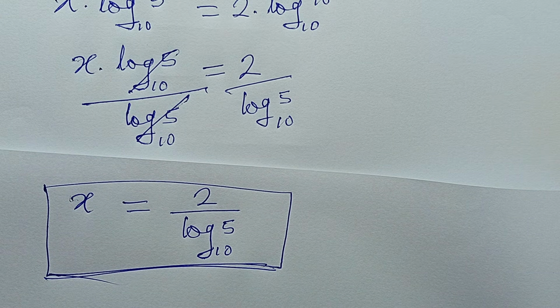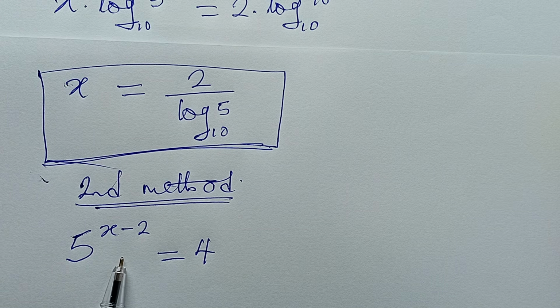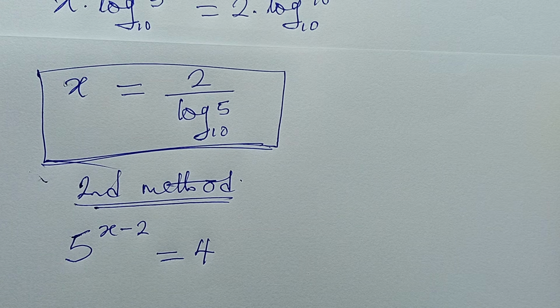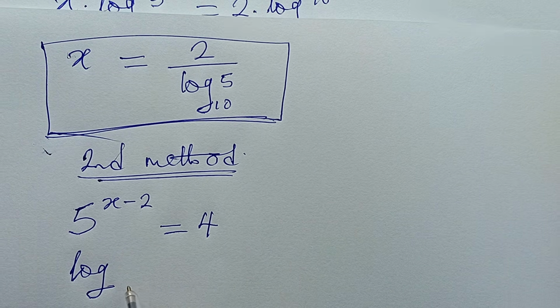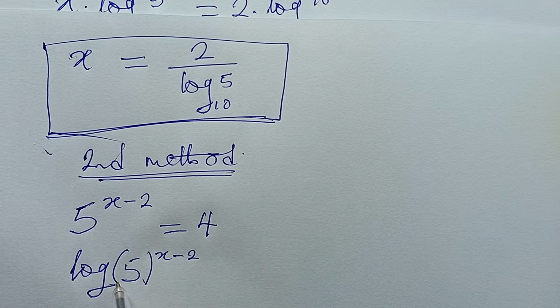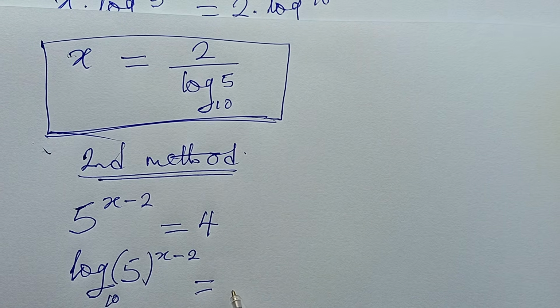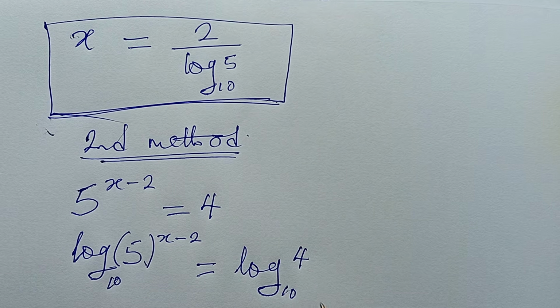But here we're going to look at the second method, which I said is better and is faster. In this method, we don't have to rewrite the left-hand side of the equation. We just have to log both sides of the equation since the bases cannot be made to be the same. And so if we take log to base 10, this is going to give us the log of 5 to the power of x minus 2, base 10. This is equal to the log of 4 base 10.